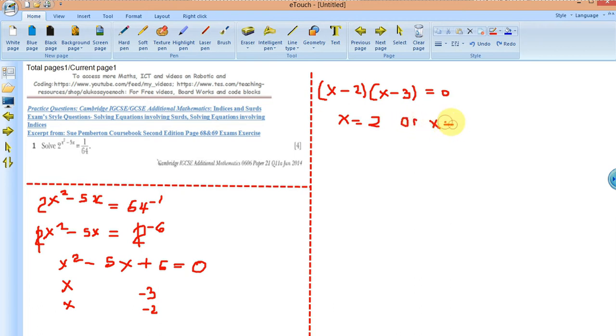Okay, I suppose it's 3. So these two are the values of x that satisfy this simultaneous equation. So that's the end of the question.